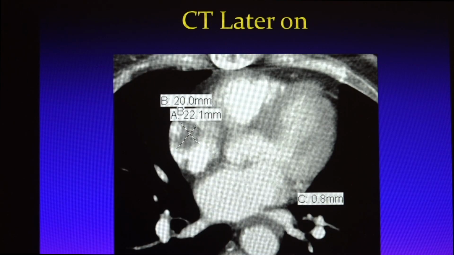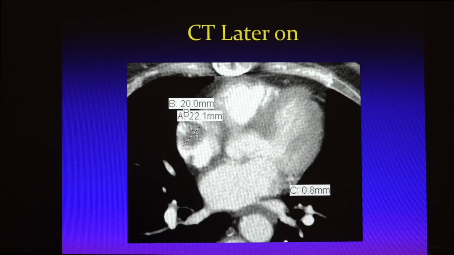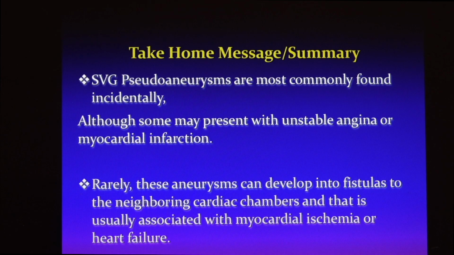This is the CAT scan later on. You can see actually the more thrombosis inside it. Very good flow. This is the venous graft lumen, which is very good. You can see even the size is 2 centimeter by 2 compared to almost a 3 by 3. So actually it shrank as well. The patient did well after all, no heart failure symptoms.